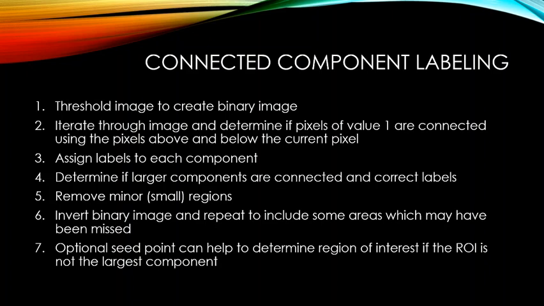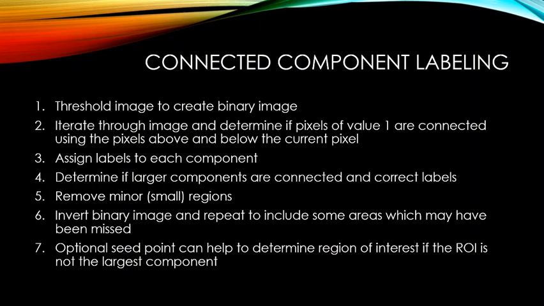Then we iterate through the image pixel by pixel, and we determine if the pixels of value 1 are connected using the pixels above and to the right. This slide says below, but we mainly use the pixels above and to the right of the current pixel. We don't use below because we're moving row by row. So we're only interested in whether the pixel above us or to the right of us is part of the region we're looking at.